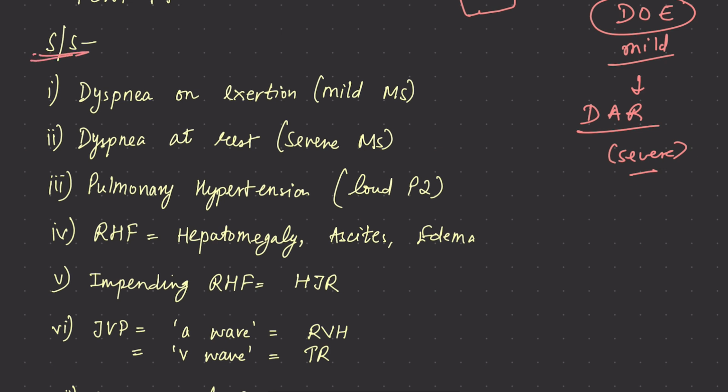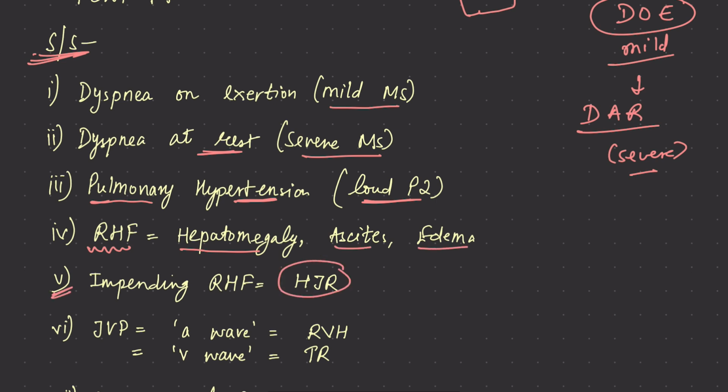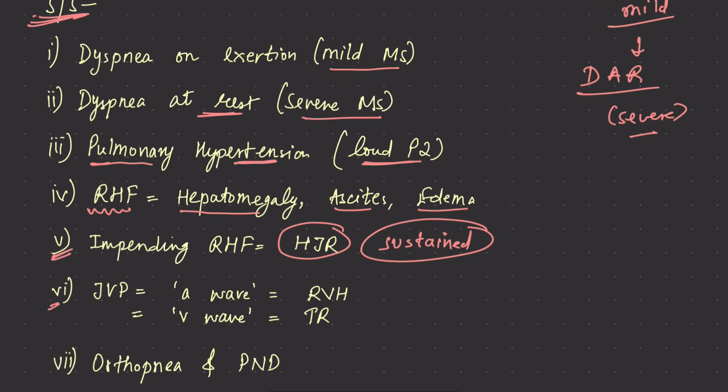Signs and symptoms of mitral stenosis. First is dyspnea on exertion, mild MS. Second is dyspnea at rest, severe MS. Third is pulmonary hypertension, that is, we will hear a loud P2. Right heart failure: the signs are hepatomegaly, ascites, and edema. For impending right heart failure, we have to look for hepatojugular reflux, that is, it has to be sustained. Sustained hepatojugular reflux. It is not reflex, it is reflux.